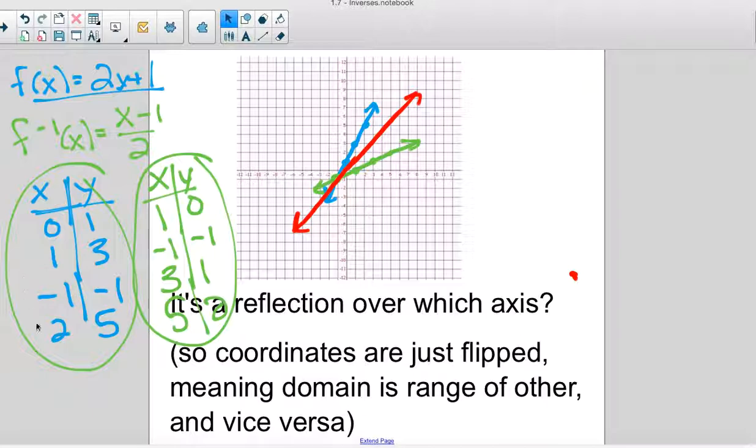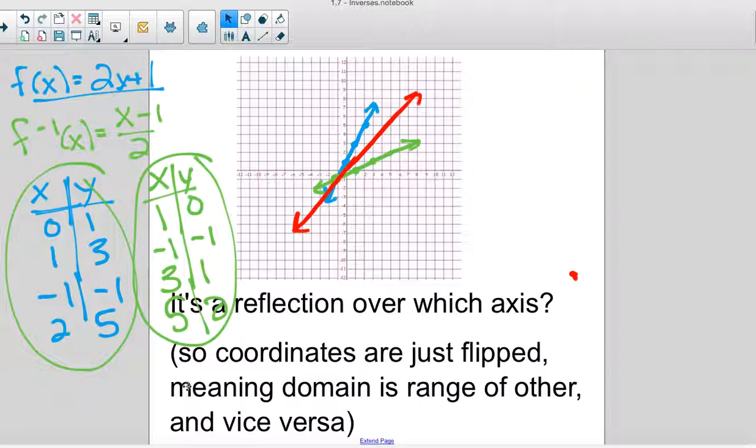Which is the same way of saying if all the x's become y's, that means the domain of the original is the range of the inverse. And likewise, the range of the original is the domain of the inverse. And that's pretty much inverses.